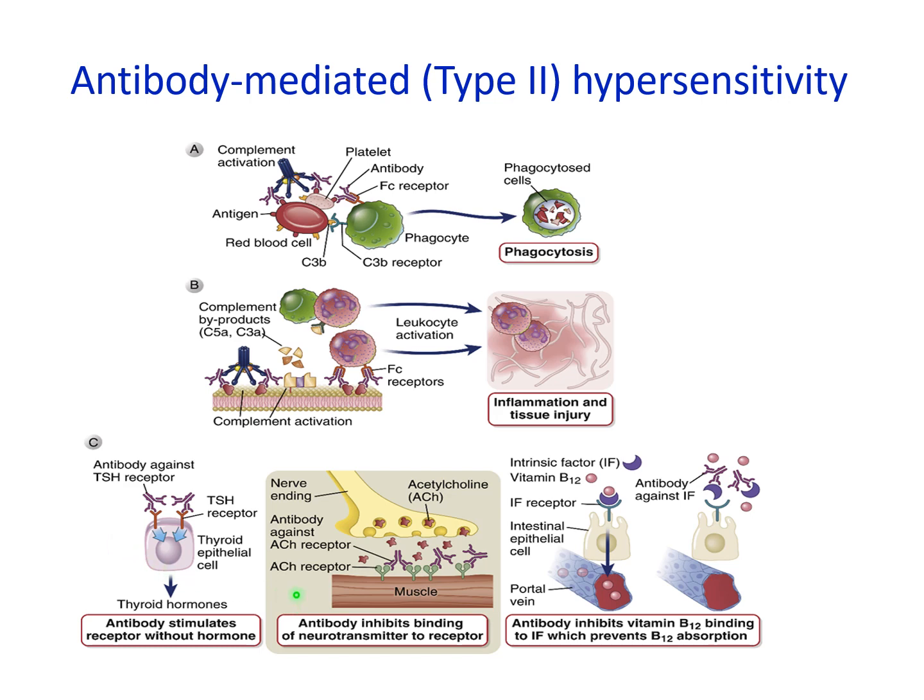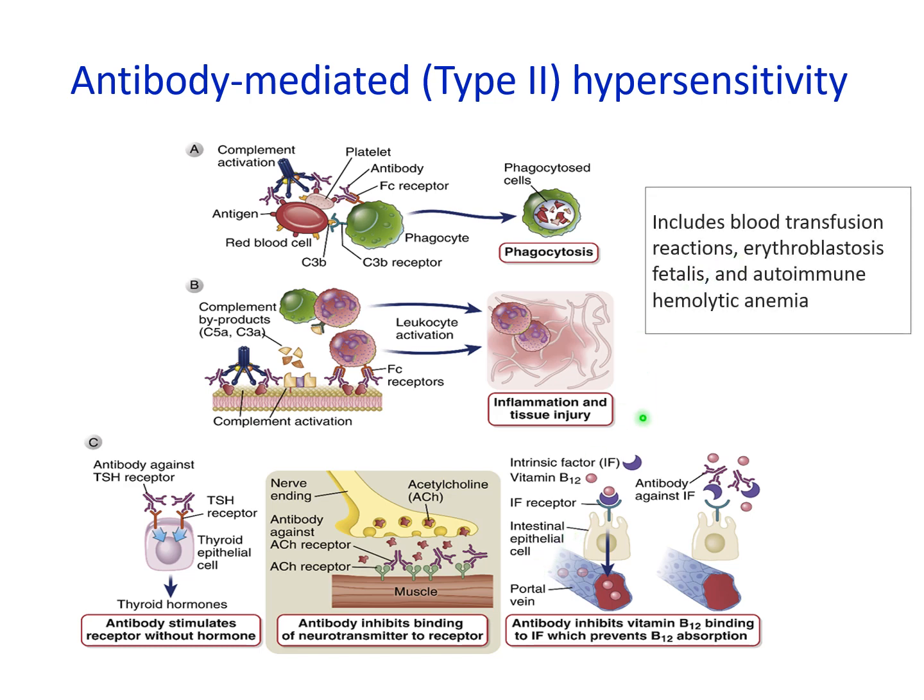And then in the middle portion, we have the events that happen in myasthenia gravis. You have encountered this in your muscle and synapse physiology. There is an antibody that inhibits the binding of acetylcholine to its receptor. And then thirdly, we have pernicious anemia, wherein an antibody inhibits vitamin B12 binding to the intrinsic factor. This therefore prevents vitamin B12 absorption. So, antibody-mediated type 2 hypersensitivity includes blood transfusion reactions, erythroblastosis fetalis, and autoimmune hemolytic anemia.